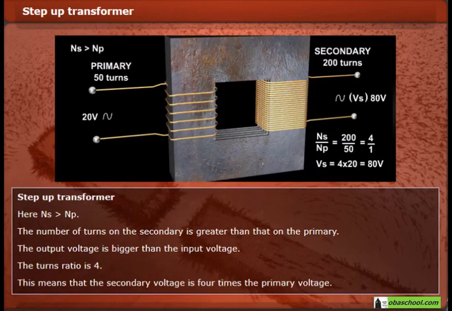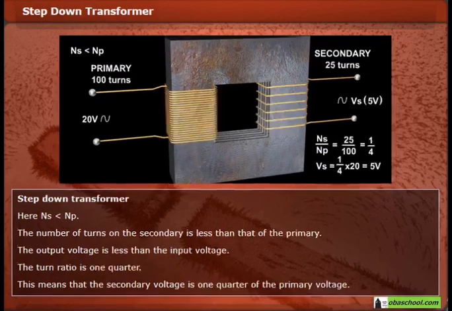Step-up transformer. Here, Ns is greater than Np. The number of turns on the secondary is greater than that on the primary. The output voltage is bigger than the input voltage. The turns ratio is 4. This means that the secondary voltage is 4 times the primary voltage.